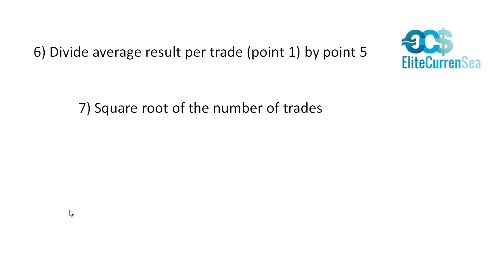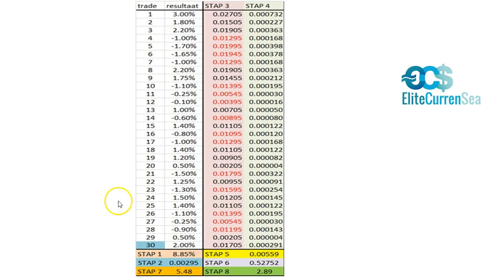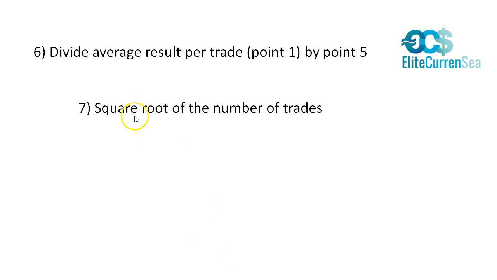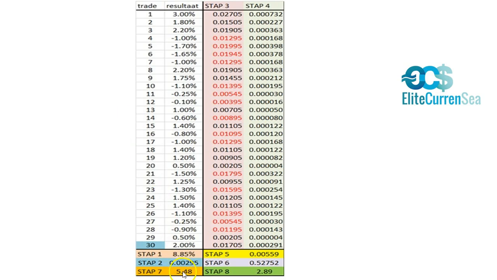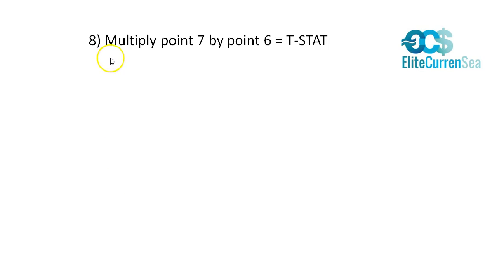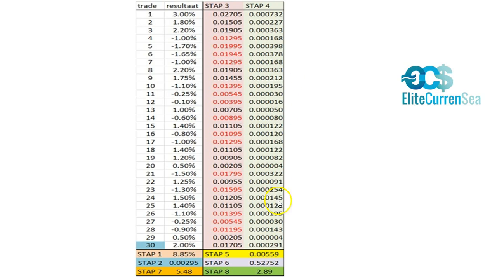Moving on, dividing the average result, remember we had that average, by step 5 will be step 6. So basically, I have the average, which is step 2 here, and I divide it by step 5, which very simply gives me step 6. Then step 7 is the square root of the number of trades. So 30 trades, the square root of that is 5.48. And then the very last step, step 8, is multiplying step 7 by step 6, and then we get the T statistic. So 7 multiplied by 6 gives us step 8, in this case 2.89.